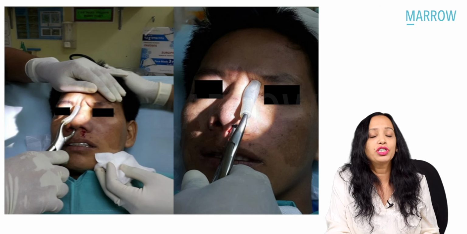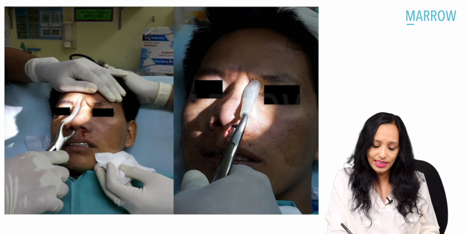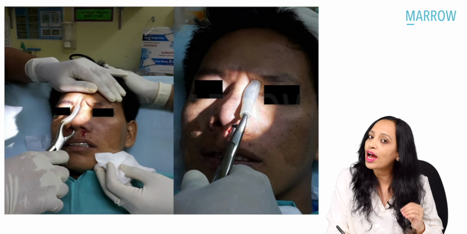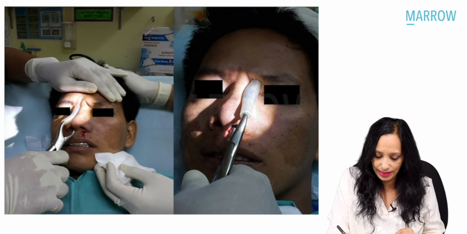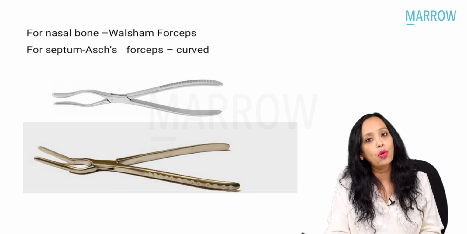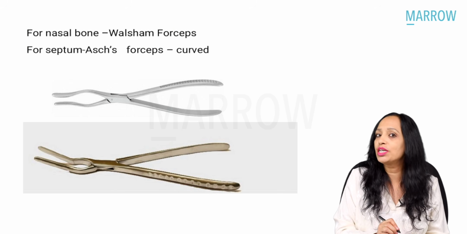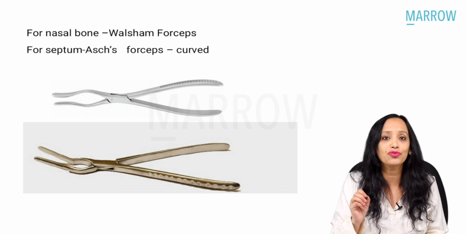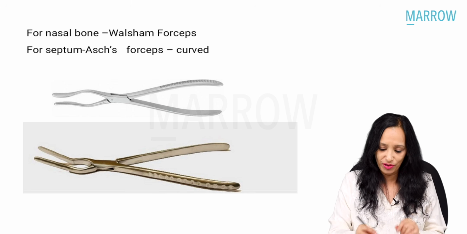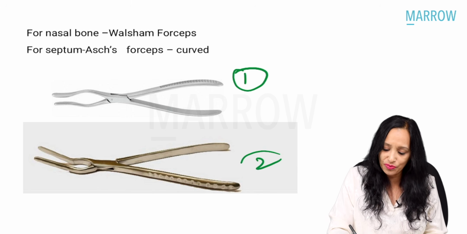Yes, so what procedure is being done here? Yes, this is how a closed reduction of the fracture of nasal bone is done. So in closed reduction, we use two types of forceps. One is for reducing the nasal bone and the other is for septum. So tell me which one will be for bone, which one will be for septum. One is for what and two is for what?